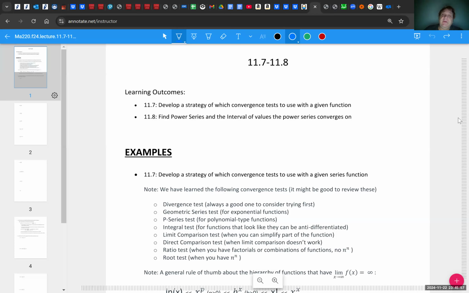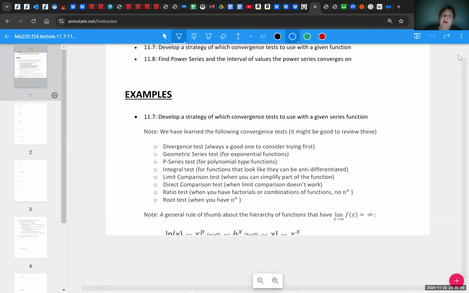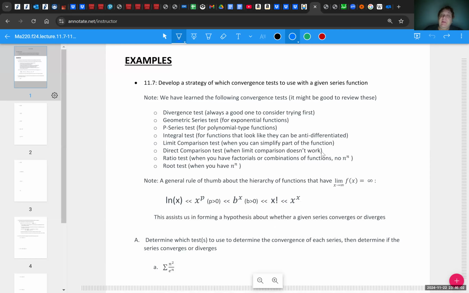Okay, so starting off, just some reminders. We have learned about 8 series tests. I've listed them right here: divergence test, geometric series test, etc. I don't need to read them out to you. Those are the ones we're going to be choosing amongst.